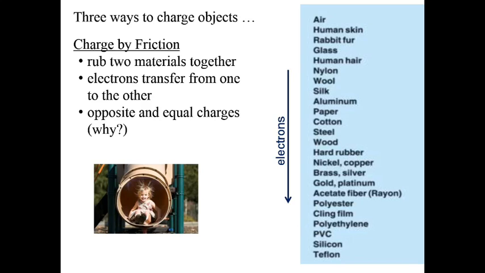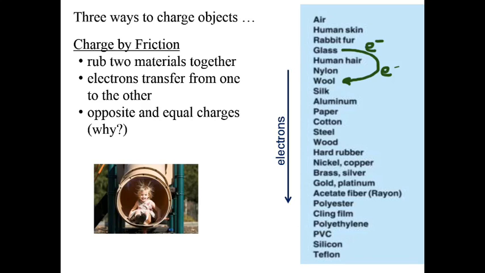If, for example, I was to rub rabbit fur together with wood, electrons would move from the fur to the wood, making the wood negative and the rabbit fur positive. What if we rubbed glass with wool? Well, the electrons travel down in the direction of the arrow, and if you remove electrons, that makes this object positive, and if you add electrons, that's going to make the wool negative.